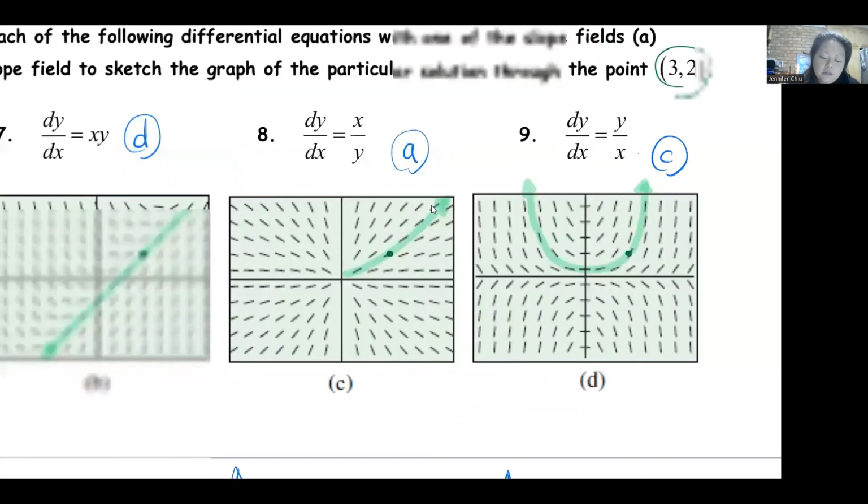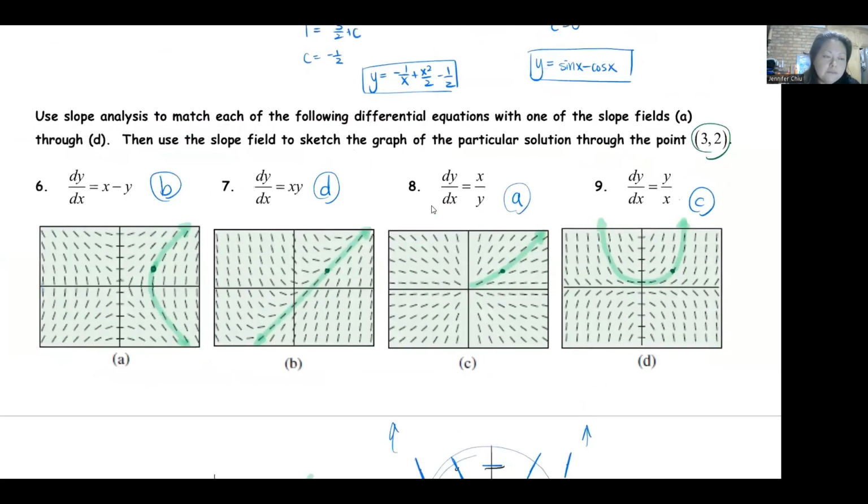Okay, all right, again, look through these and really practice how the slope fields work. And that's it.